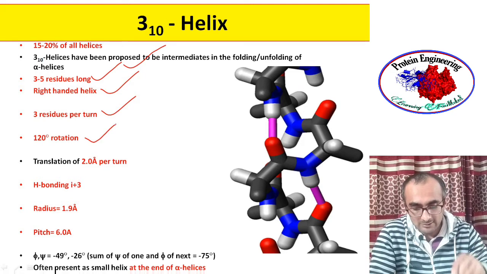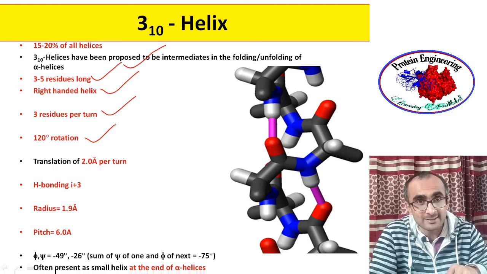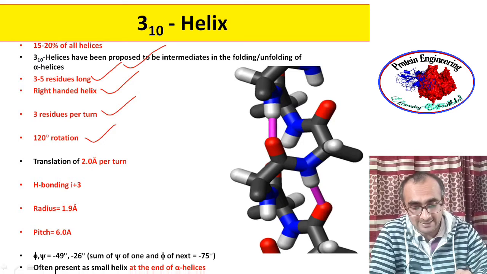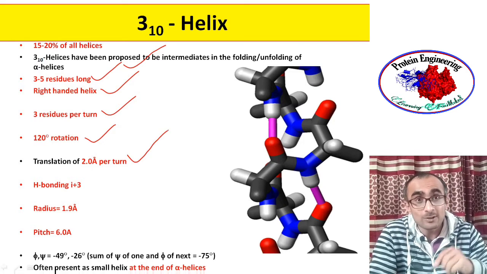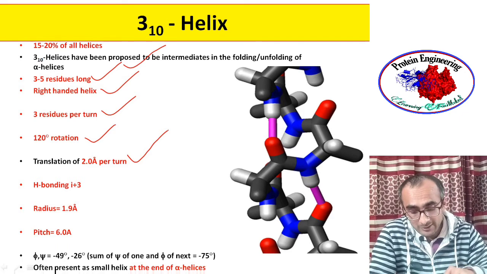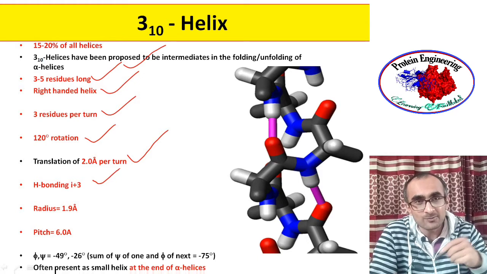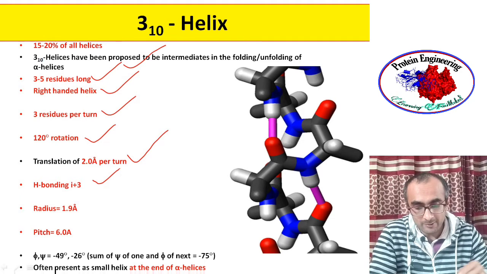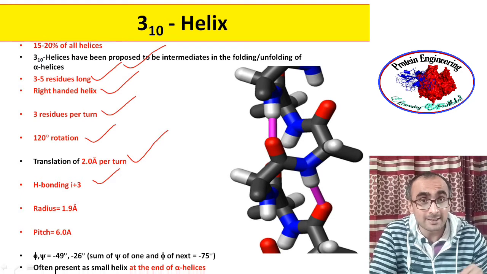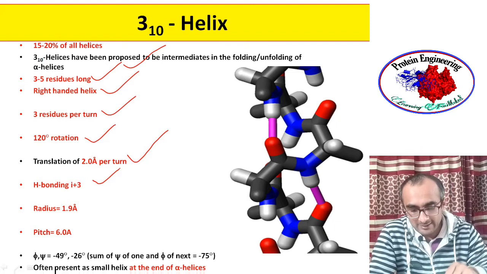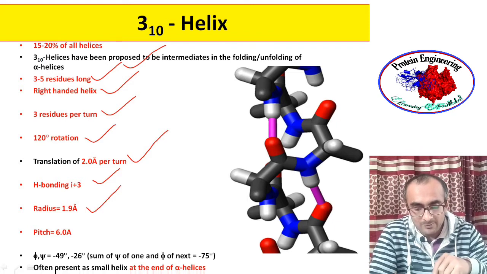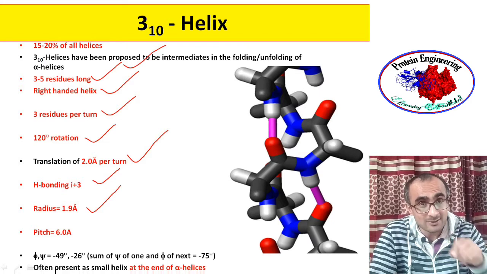Then translation. Translation means rise per amino acid, the length of the helix contributed by one amino acid. That is 2 angstrom here. It was 1.5 angstrom in case of alpha helix. And the hydrogen bonding pattern is i plus 3, or N to N plus 3, meaning the first and fourth amino acids are hydrogen bonded through peptide groups. Whereas it was N to N plus 4 in alpha helical structure. The radius is 1.9 angstrom, whereas it was 2.3 angstrom in alpha helix.